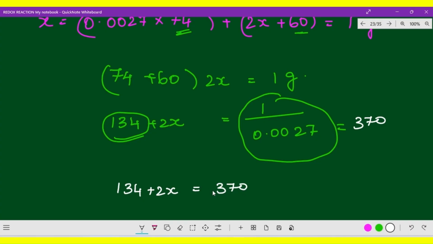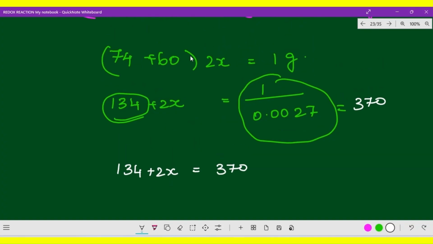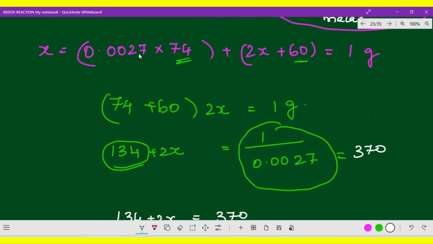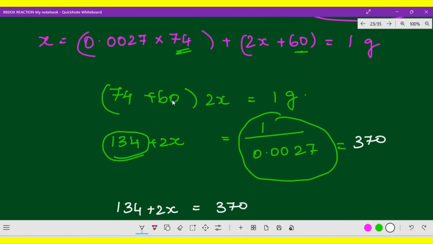Now 2x, we just bring it to this side. So 2x is equal to... I hope you got that idea. How do we bring this point and this one? This is the number of moles of each carbonate ion, from lithium carbonate plus the metal carbonate, that is 2x M2CO3. So this is 2x plus 60, equal to 1. Now 74 plus 60 into 2x equal to 1 gram.